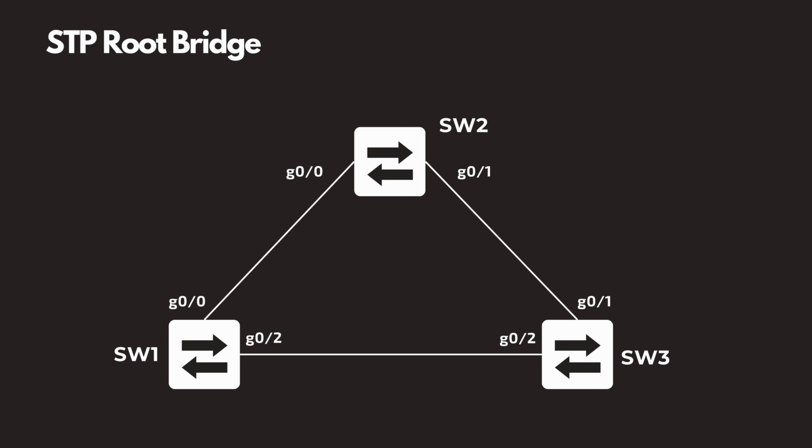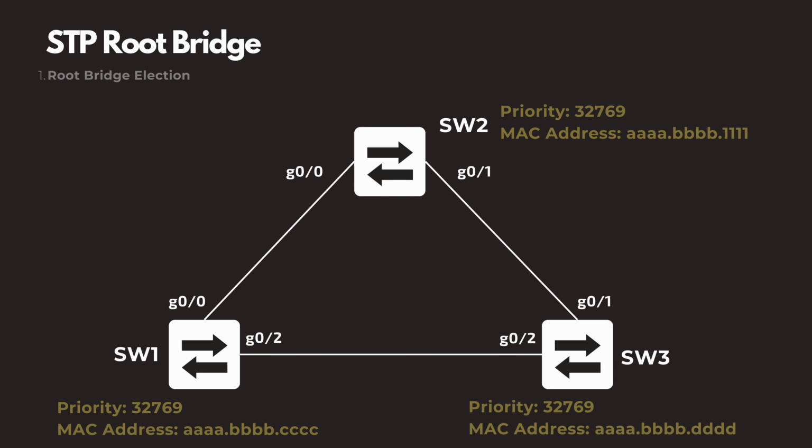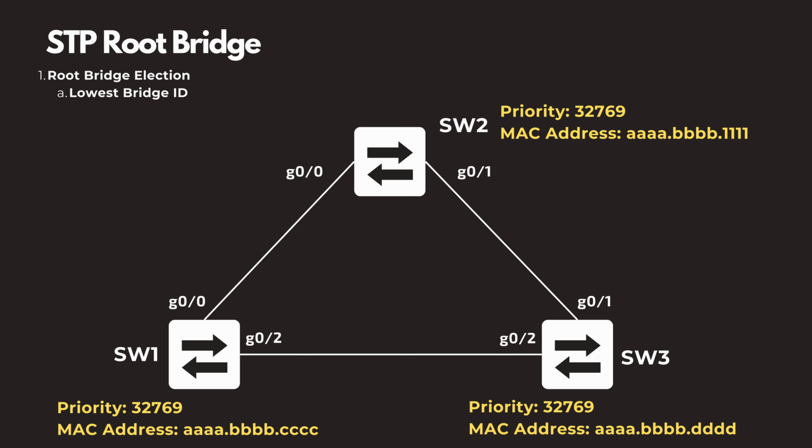root bridge. A root bridge is considered as the central point of the network. It acts as the reference for all path calculations to eliminate layer 2 loops. Root bridge is elected in the topology using the bridge ID of the switch. The switch with the lowest bridge ID will be the root bridge.